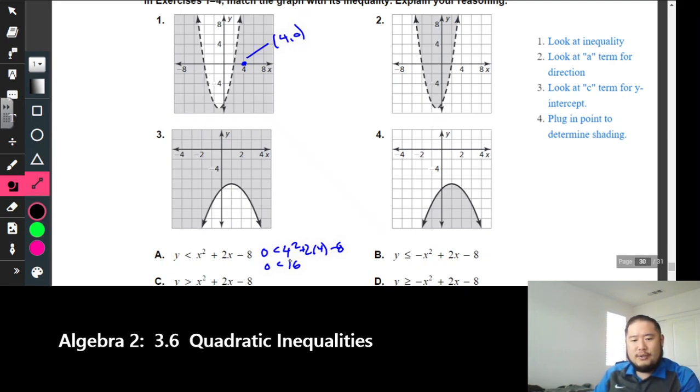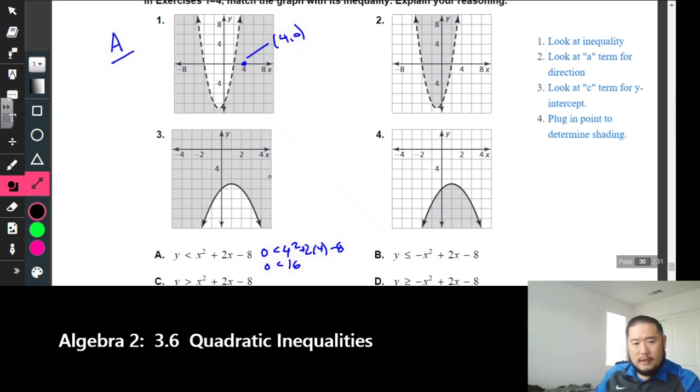So since that's true, what I can go ahead and say right here is that letter A is the equation that goes with number 1. Now, with number 2, it should be letter C.